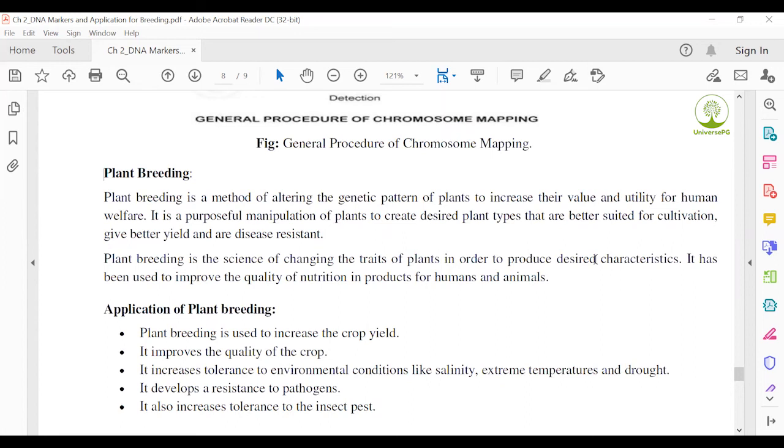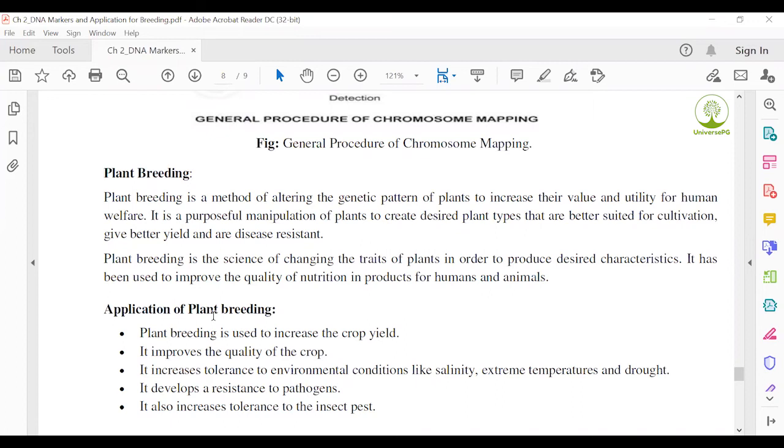Plant breeding is used for the improvement of crops and to increase their value in different ways. We can increase the quality, the production rate, the production stability, and the utility for human welfare. This process is called plant breeding. It is a purposeful manipulation of plants to create desired plant types that are better suited for cultivation, give better yield, and have disease resistance.